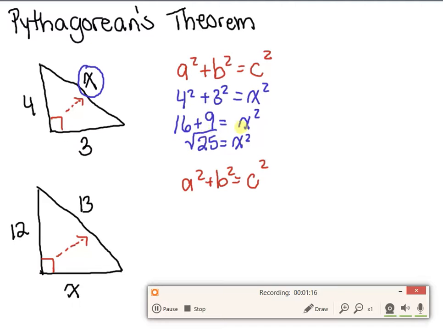And then when we root the 25, in order to get rid of that squared, we have to root both sides, okay? And we get the answer of x equals 5, okay?